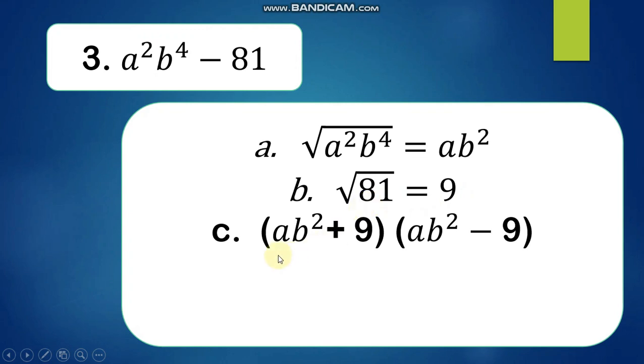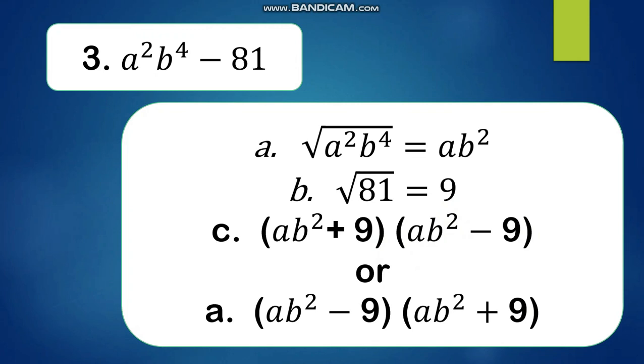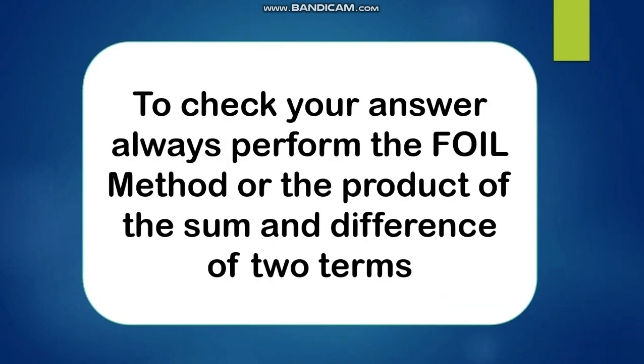Lastly, write the roots as the sum and difference of two terms. So we have ab squared plus 9 times ab squared minus 9 as the factors. Or, by commutative property of multiplication, this is ab squared minus 9 times ab squared plus 9. To check our answer, always perform the FOIL method, or the product of the sum and difference of two terms.